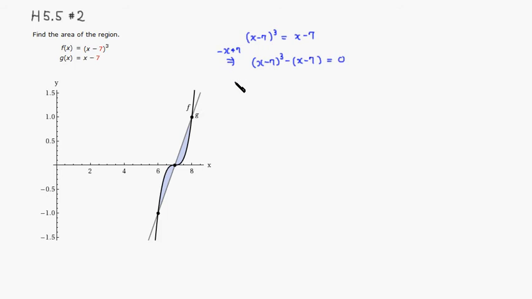Then factor out the quantity (x - 7). You're left with, let's see, if you pull 1 out, the quantity (x - 7) squared. So that will be x squared minus 14x plus 49. Then if you factor out (x - 7), there's going to be negative 1 left.